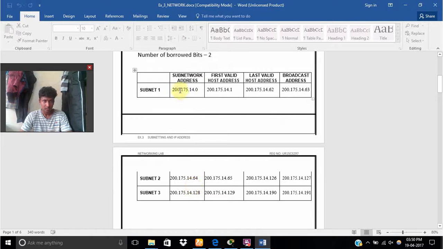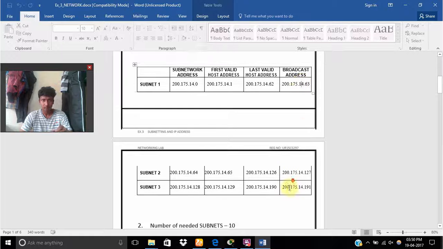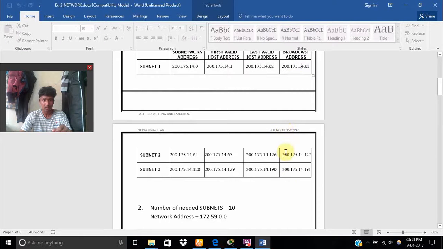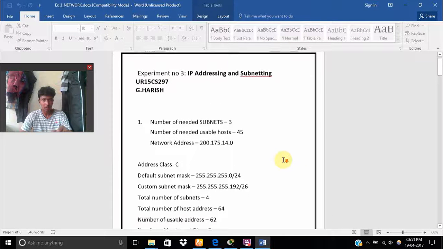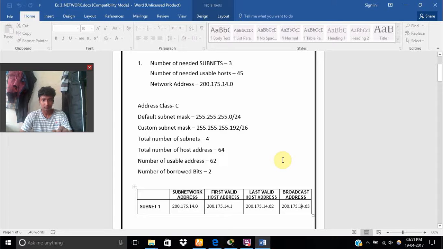The subnet address is 200.175.14.0. The first valid address is this last digit incremented once. It's the same for all 3 subnets. The last valid address is this address, and the broadcast address is the last address incremented. These are the same for these 3 also. This is how we calculate subnetting. Okay, thank you.